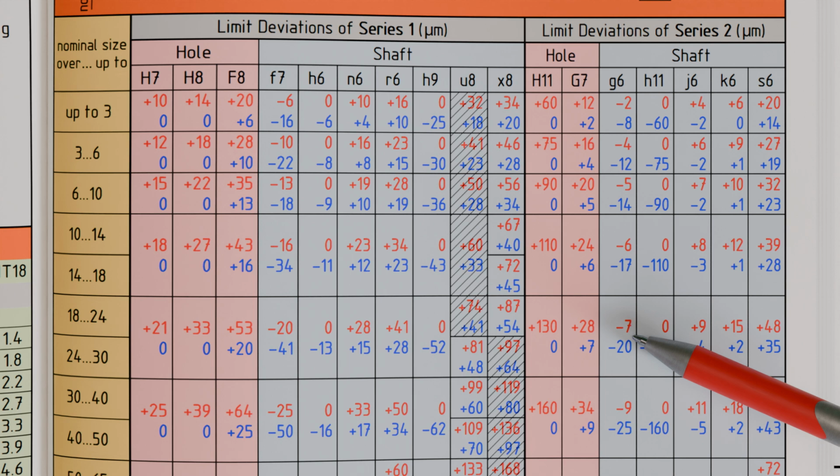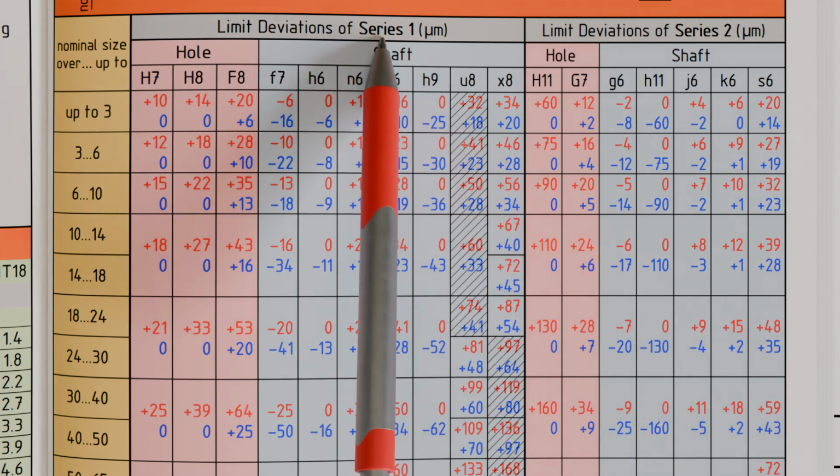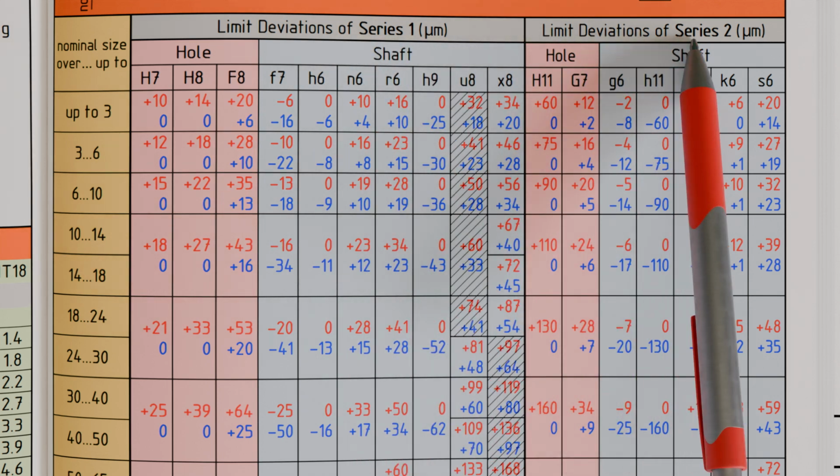It is essential here to pay attention to the uppercase and lowercase letters. Lowercase letters are used for shafts and uppercase letters for holes. The table further distinguishes between the limit deviations of the so-called Series 1 and Series 2. ISO tolerance grades of Series 1 are preferred. If Series 1 is not sufficient, tolerance grades of Series 2 can also be used.